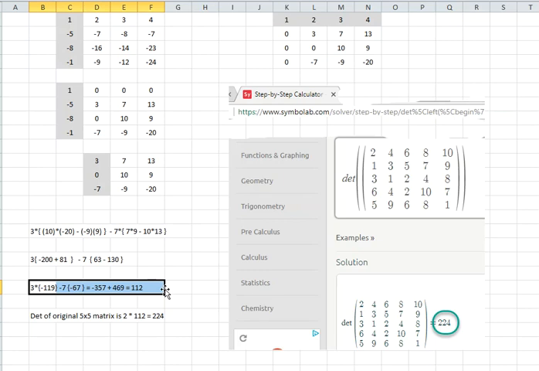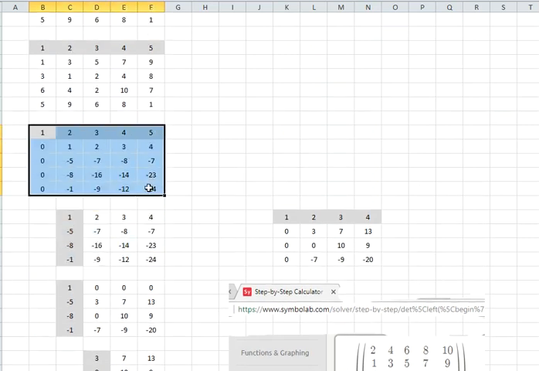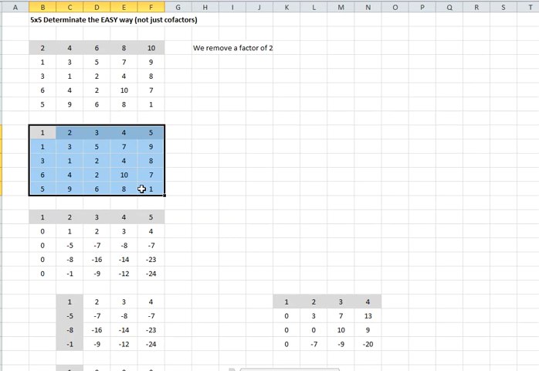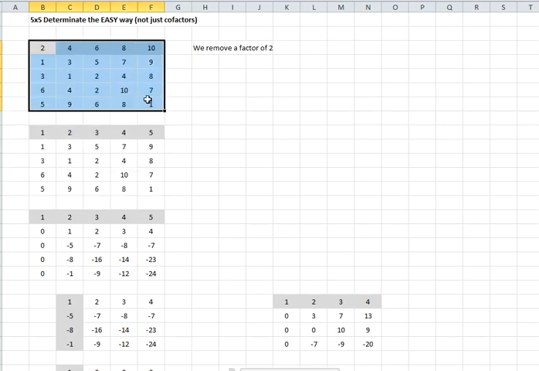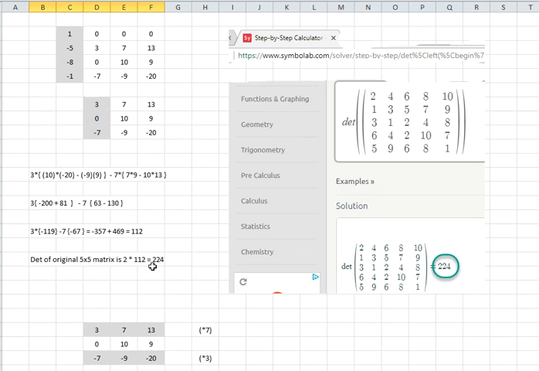Now remember, we pulled out a factor of 2. 1/12 is the determinant of this, and this, and this, and this, and this. But 1/12 is not the determinant of the original matrix. We have to multiply 1/12 by 2 to get the determinant of this. We have to remember to use this factor here. So 2 times 112 is 224. If you go to the Symbolab site, it'll do the determinant for you. You enter that original 5 by 5, and sure enough, its determinant is 224.